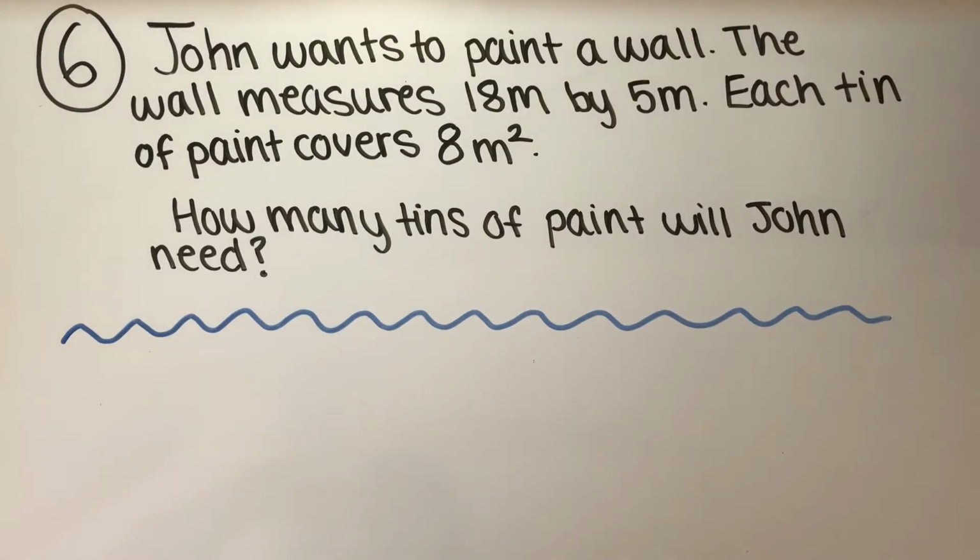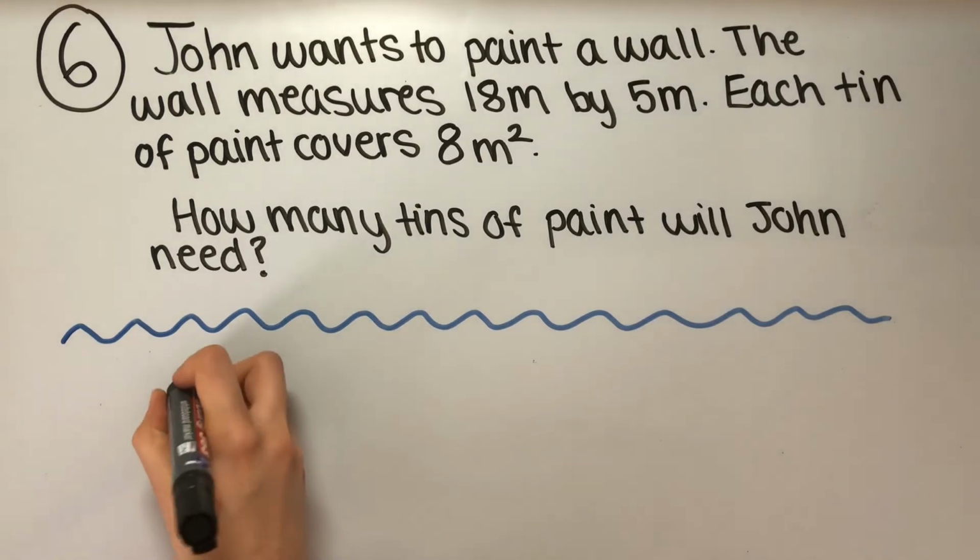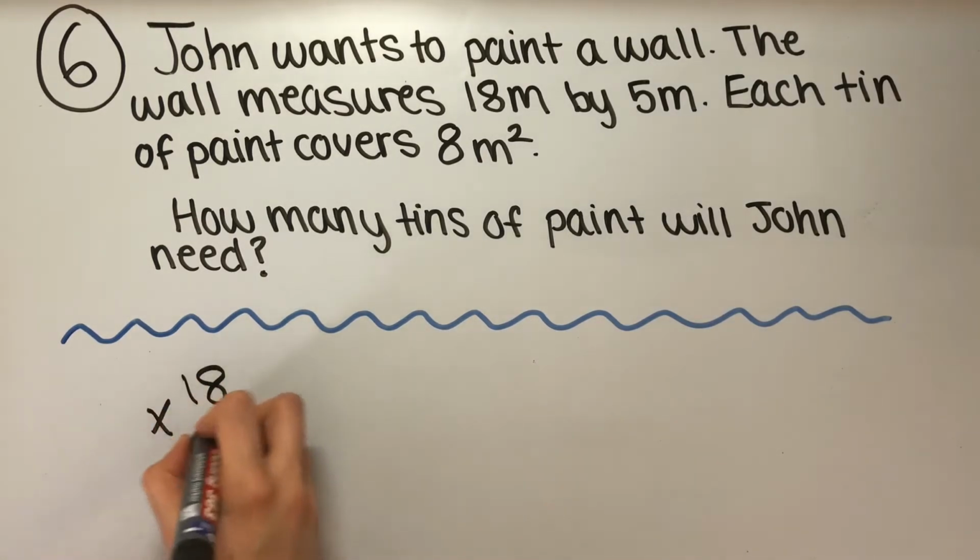Question 6. John wants to paint a wall. The wall measures 18 metres by 5 metres. Each tin of paint covers 8 metres squared. How many tins of paint will John need? We're going to start off by working out the area of the wall. So 18 times by 5.